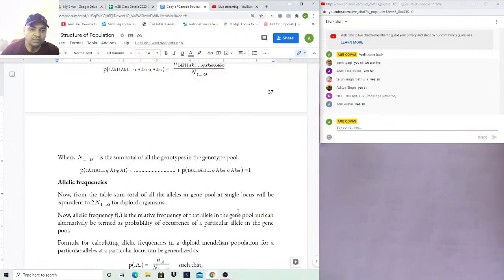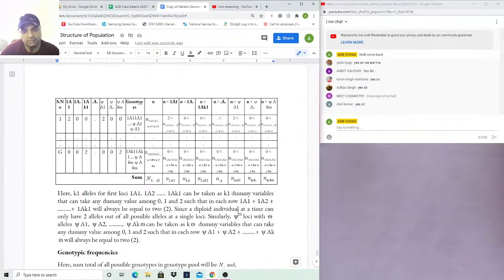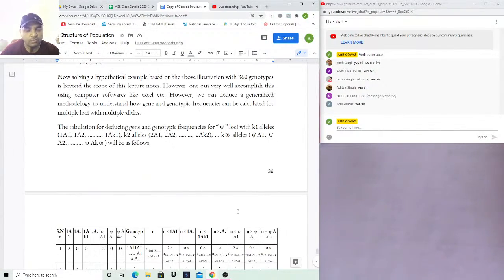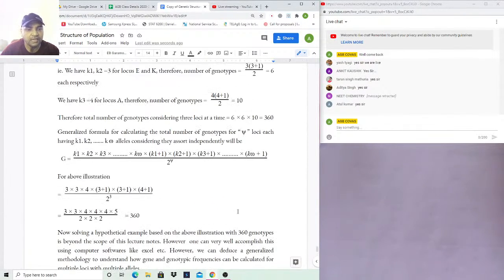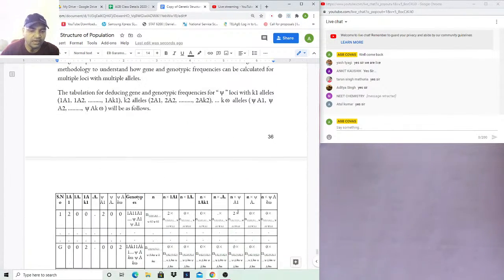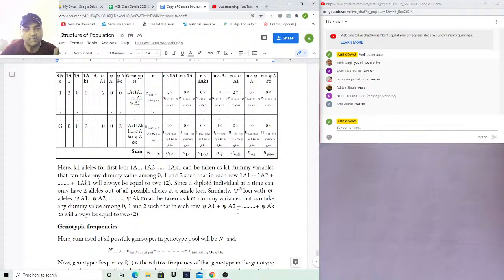So this last part I recommend for those who do PG or PhD work. They can take it up. Otherwise, just for understanding, I have put this to show that it is not that we can do it only for one or two alleles or only for one or two genes. We can take any number of genes with any number of alleles to deduce the genotypic and gene frequency in a population.